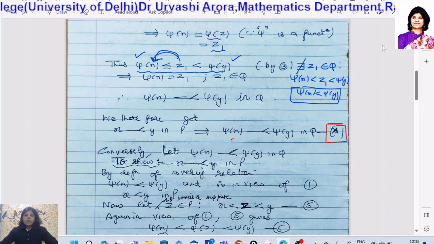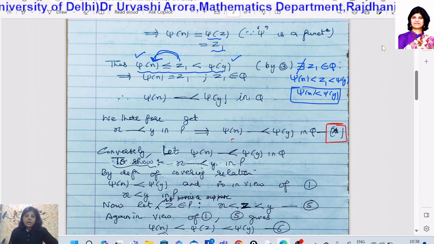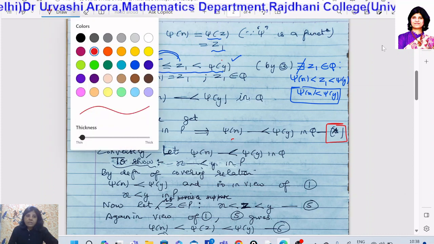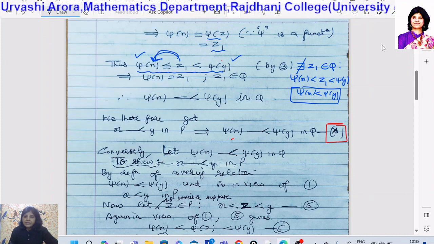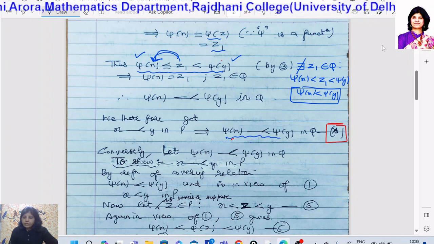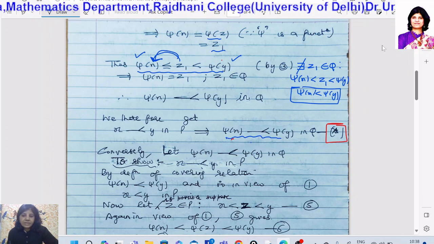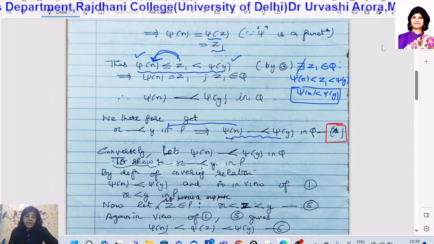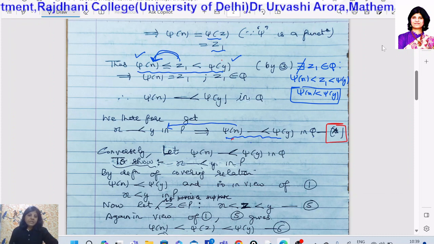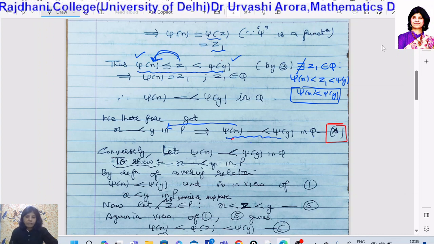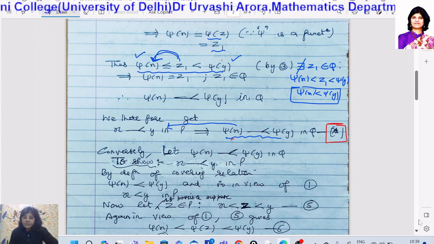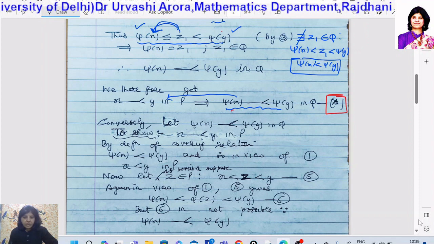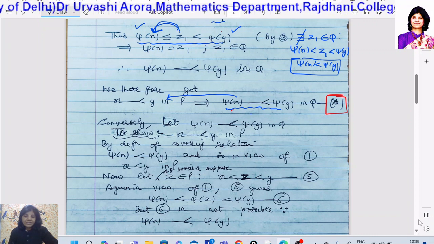Now coming to the converse part. In the converse part, we just have to show that whenever the images psi x and psi y behave like this, which means that whenever psi x is covered by psi y in Q, then the elements behave in the same way, which means that x is covered by y in P. So this is what we have to show. Conversely, let psi x be covered by psi y in Q; then we have to show that x is covered by y in P.